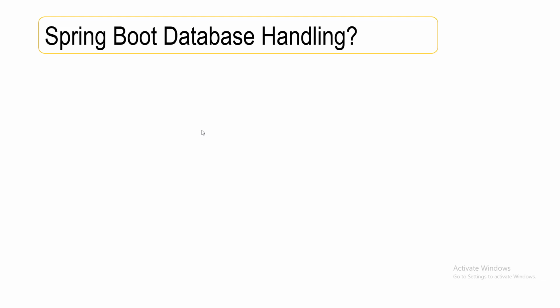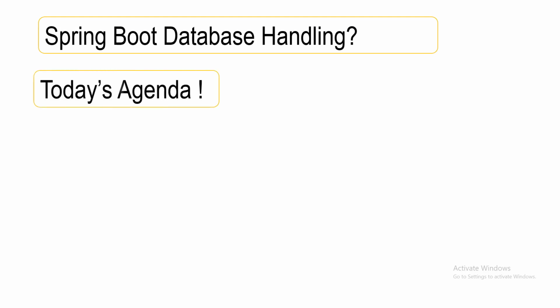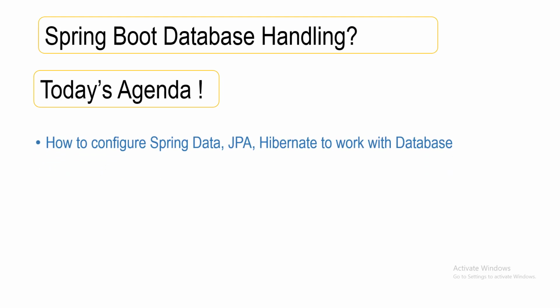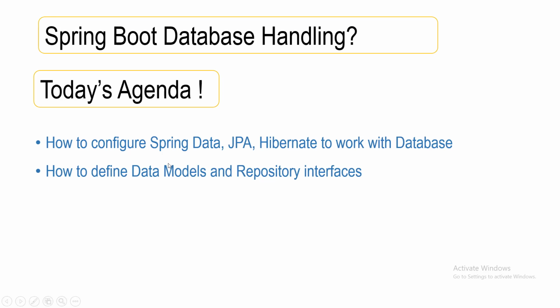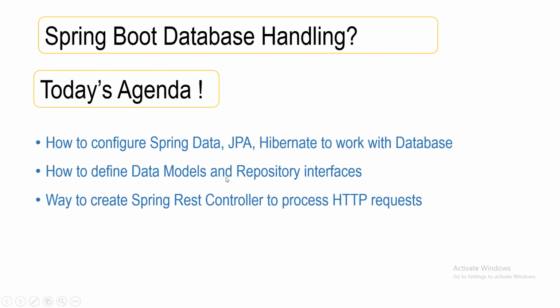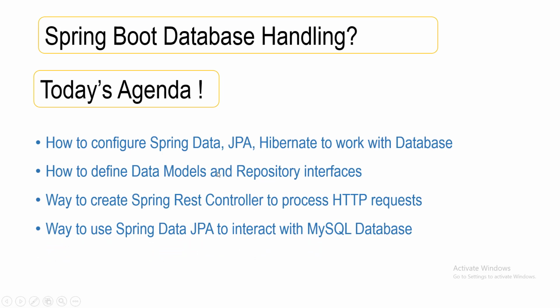Hi guys, today we are going to see how to make a database connection in Spring Boot. So let's start with today's agenda. We are going to make the configuration in Spring by using JPA annotations and Hibernate. We are going to create a data model class and a repository interface. We are going to create a REST controller class to process the HTTP request, and we are going to make the interaction with a MySQL database.